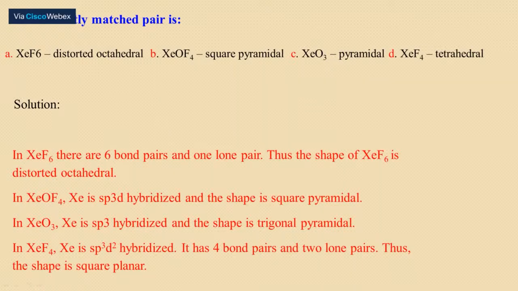Then the answer will be none other than D, where XeF4 is given as tetrahedral, but the actual structure of this is square planar. The actual structure of XeF4 is square planar because it is sp3d2 hybridized. It has 4 bond pairs and 2 lone pairs, and thereby it has a square planar structure, but here it is given as tetrahedral, thereby the incorrect pair is found to be the last one. So the answer is the last one, that is D.